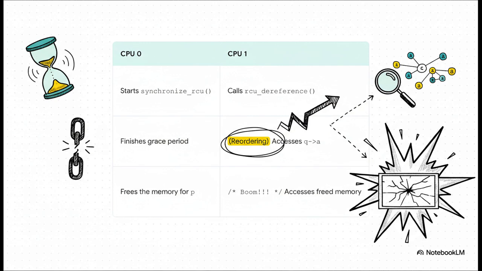Because of reordering, CPU 1 might access a piece of that data after CPU 0 has already finished its grace period and freed the memory. And the result? It's right there. Boom. A nasty system crash because it's trying to use memory that's already gone.